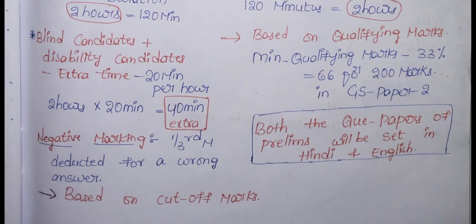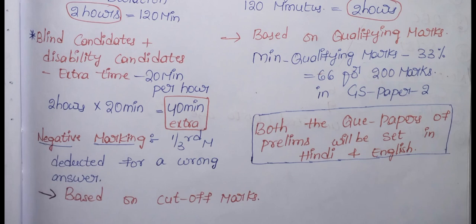For GS paper 2, it is based on qualifying marks. Minimum qualifying marks are very important. For example, 33% is the minimum qualifying mark, which means 66 marks out of 200. If any person gets 33% of the total marks, he will be qualified from GS paper 2.